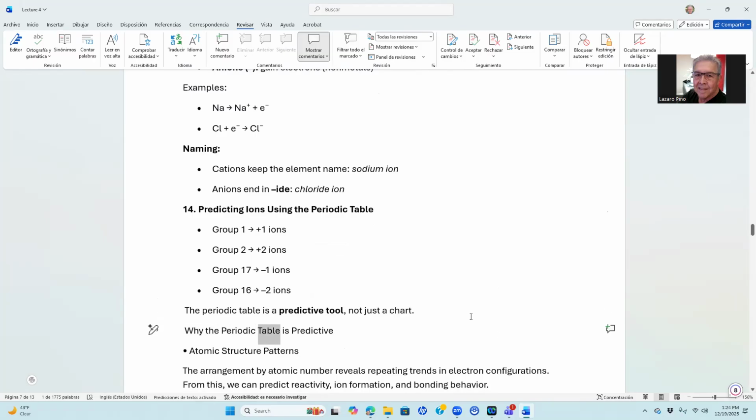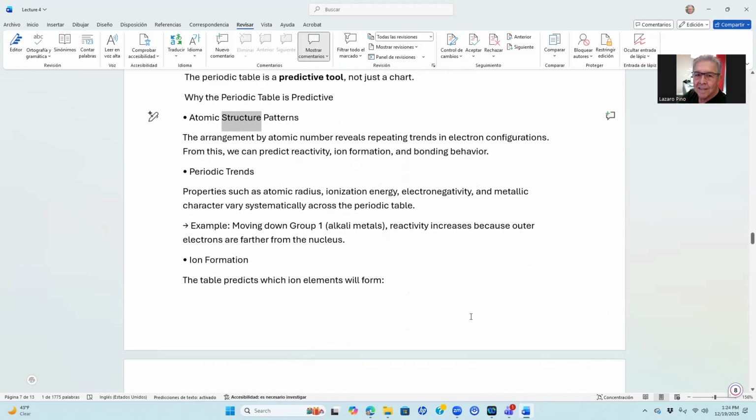Why the periodic table is predictive. Atomic structure patterns. The arrangement by atomic number reveals repeating trends in electron configurations. From this, we can predict reactivity, ion formation, and bonding behavior. Periodic trends. Properties such as atomic radius, ionization energy, electronegativity, and metallic character vary systematically across the periodic table. Example, moving down group 1, alkali metals, reactivity increases because outer electrons are farther from the nucleus.